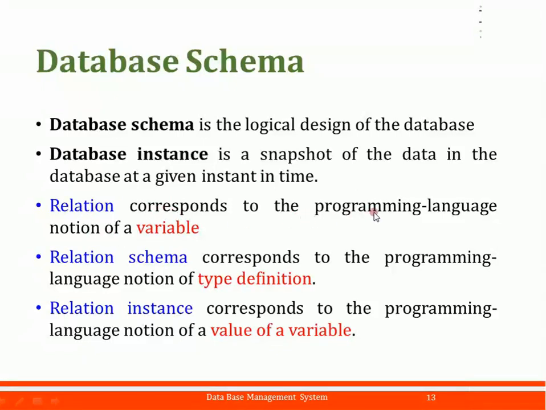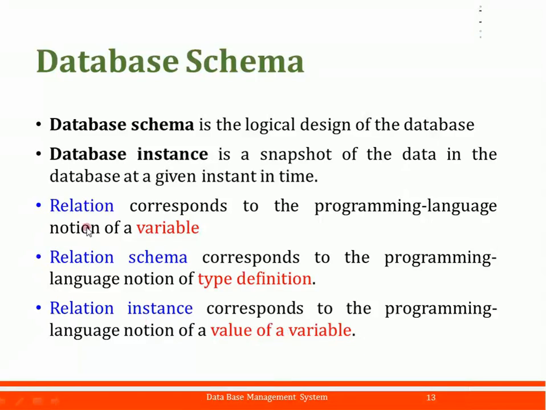And the relation corresponds to the programming language notion of variables. So the relation in a database is similar to a variable, and the relation schema corresponds to the type definition. So for example, int a: here a is the variable which corresponds to the relation that can hold the data. So that is the table here, and the relation schema is the format or the design. So that is equal to the type definition of the variable. Relation instance corresponds to the value of the variable. The value of the variable, as you all know, might be changing during the execution of the program. Similarly, the instance of the relation keeps on changing during the working of the database.